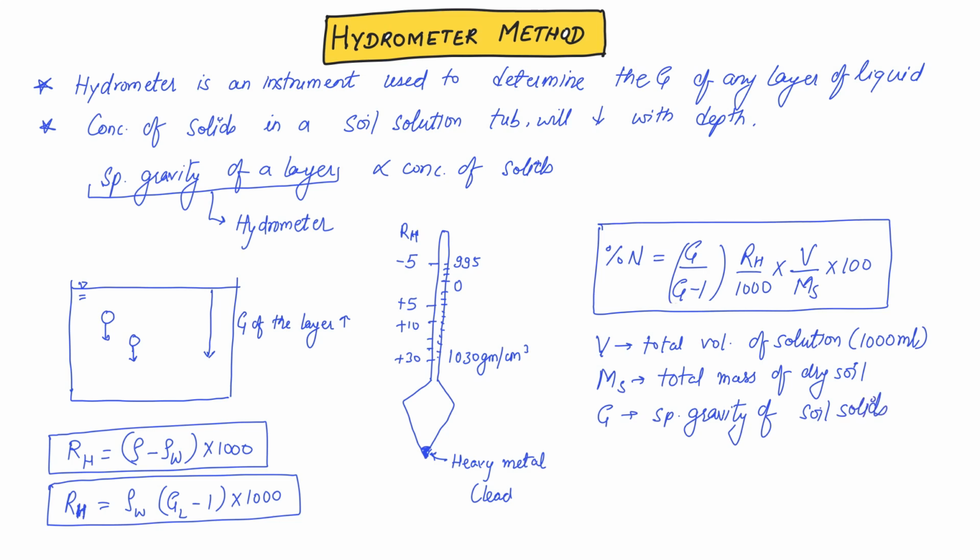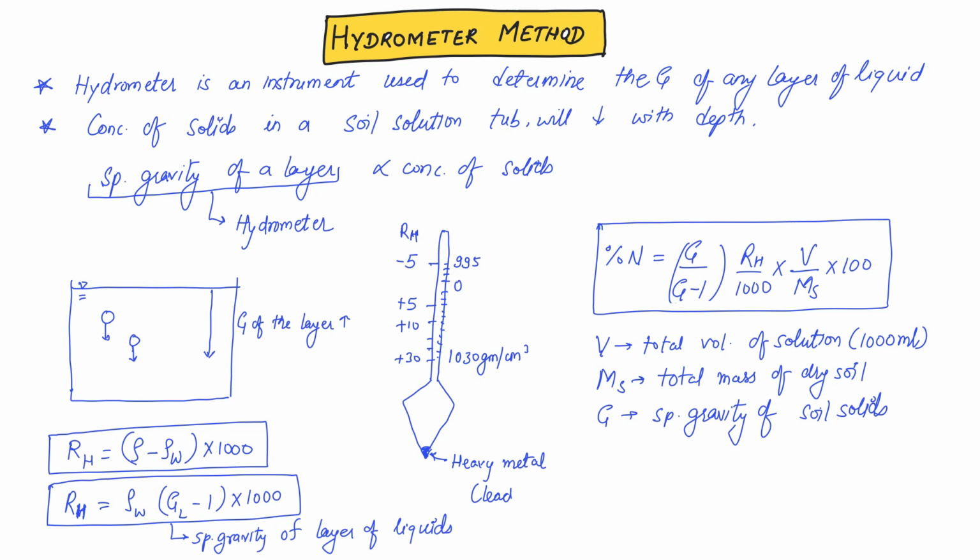Also remember here that this is the specific gravity of soil solids, whereas here I have actually used the specific gravity of that particular layer of liquid. So that is the specific gravity of the layer of liquid, not the soil solids. So both capital G are different, and yes, for exams or for the numerical solution you have to remember this formula. And yes, even this formula can also be derived, but that derivation is not important for us right now.